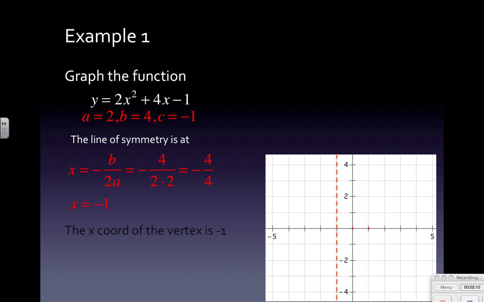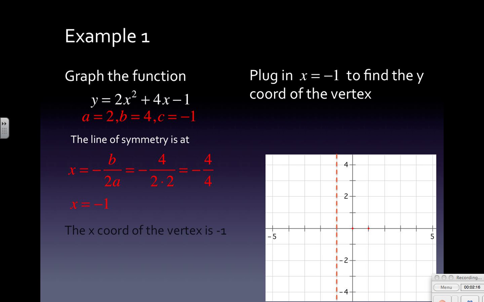We also know that the x-coordinate of the vertex is negative 1. So what I'm going to do is take that value for x and plug it into the function to find the y-coordinate of the vertex. So plugging that in gives me y equals 2 times negative 1 squared plus 4 times negative 1 minus 1. If I simplify that, negative 1 squared is positive 1. 1 times 2 is 2.